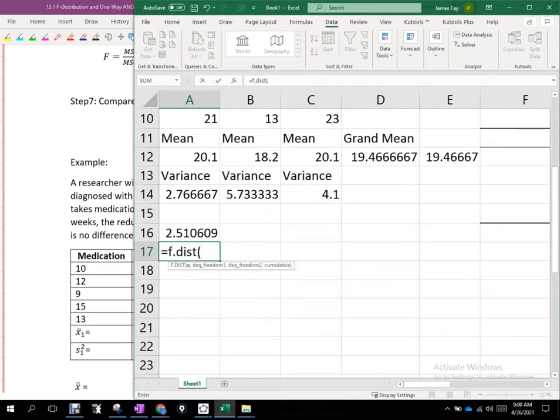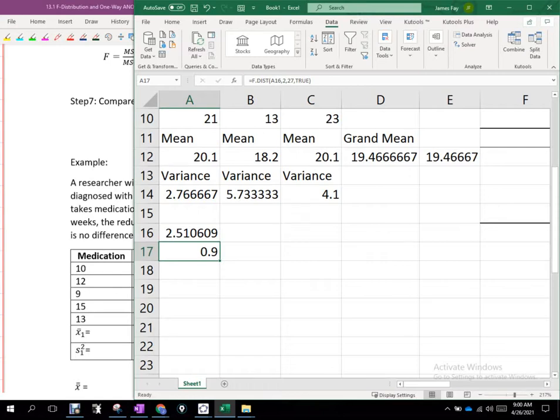F.DIST, and it says x, which is that one, comma, degrees of freedom in the numerator, which was 2, degrees of freedom in the denominator, which was 27, and then it says cumulative, so I'm going to say true. It gives me 90%. Cumulative gives me my left areas. So if I subtract that from 1, what do I get? 0.1. I get the 10%, which makes sense because 10% was our alpha.